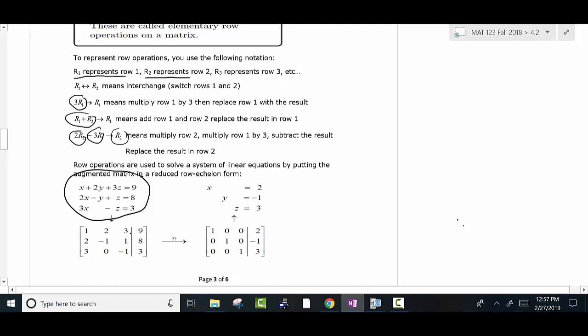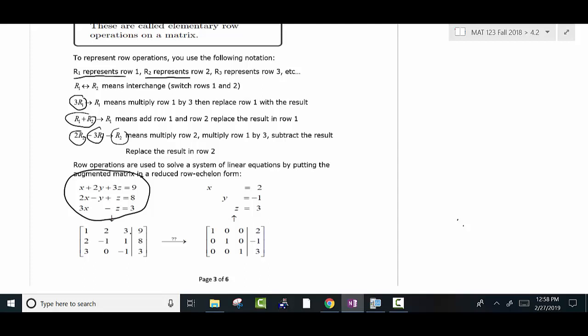Now, I'm going to explain it this way. If you do row operations, which we're going to learn how to do a little bit, you could eventually turn this matrix into this, where you have 1, 0, 0, 2, 0, 1, 0, negative 1, 0, 0, 1, 3. And by doing that, this gives the answer. That's x equals 2, that's y equals negative 1, that's z equals 3.